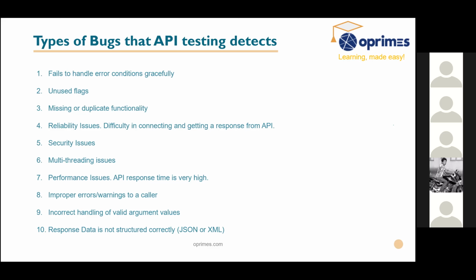If you have any doubts in this, let me know. I will clearly explain once again. And missing or duplicate functionality. Say I'm getting a product. I have an API already called get product, and I'm having one more API which is called get product detail. Both are going to get me the same details. So why should I have the duplicate functionality?